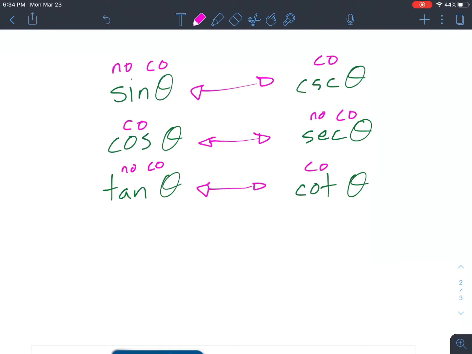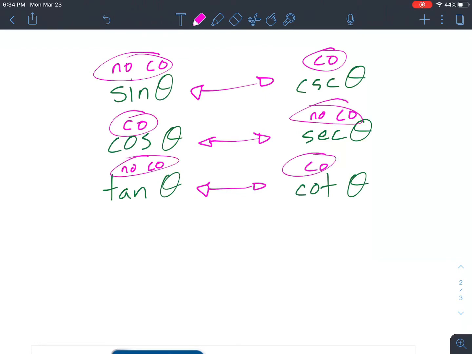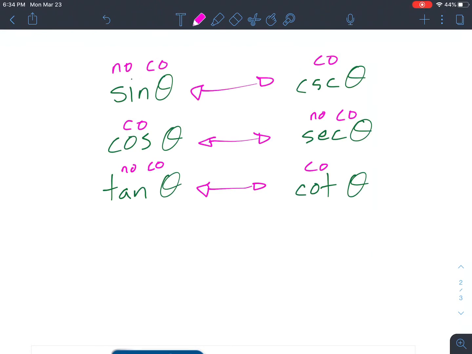Sine goes with cosecant. Cosine goes with secant. Tangent goes with cotangent. And the no co and the co are the ways that you should remember that. So I might throw that into a later video. I'm not really sure yet, but I might throw that somewhere later just to help check to see if you have remembered how to pair these together.